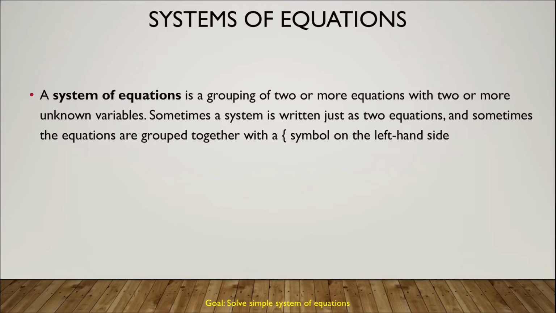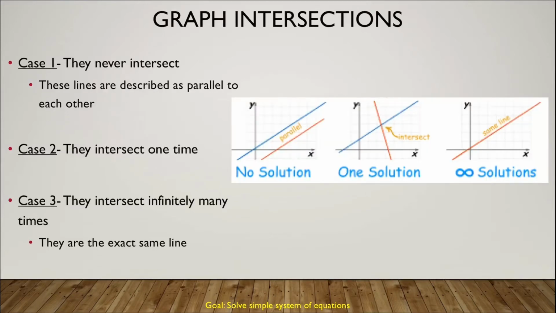A system of equations is a grouping of two or more equations with two or more unknown variables. Sometimes a system is written just as two equations, and sometimes the equations are grouped together with a bracket symbol on the left-hand side.